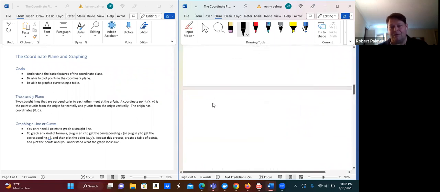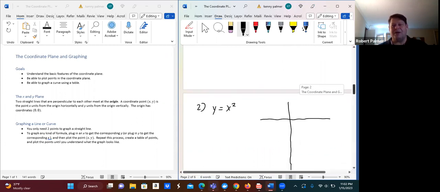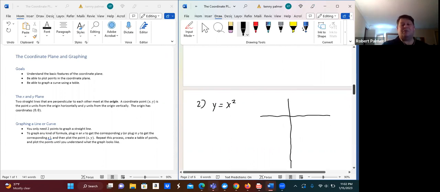And let's come down here, and this time, for example, number 2, let's also do a fairly basic one you may be familiar with, y equals x squared. Now, if you've seen it before, you know that's going to be a parabola, but let's find out. Now, this one is definitely not going to be a straight line, so you need more than 2 points to understand what the picture looks like, get the feel for it.